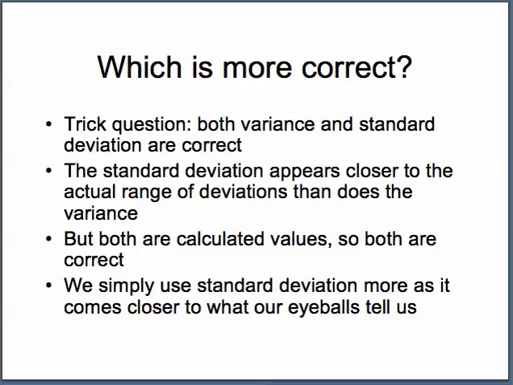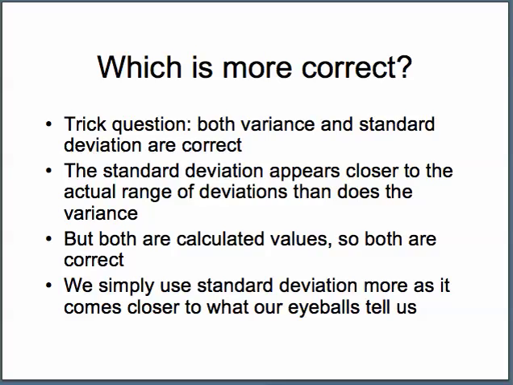Which is more correct? It's a trick question, as both variance and standard deviation are correct. We calculate both values. However, we frequently use standard deviation instead of variance because the variance numbers can be quite high. Standard deviation equates more closely with the actual variation of the range of values for the variable.